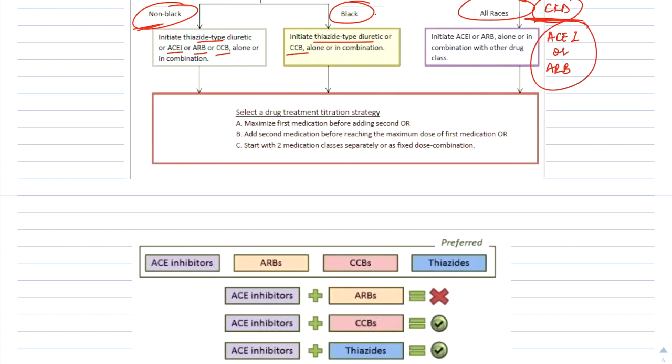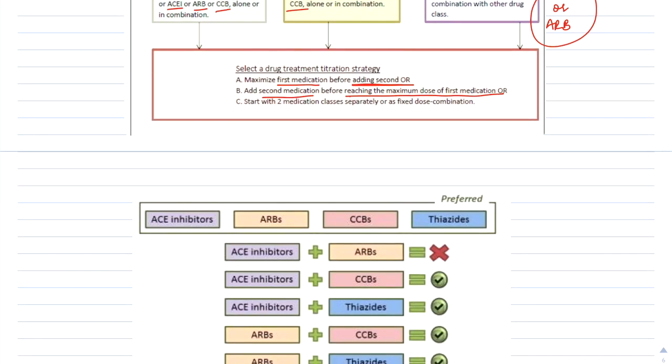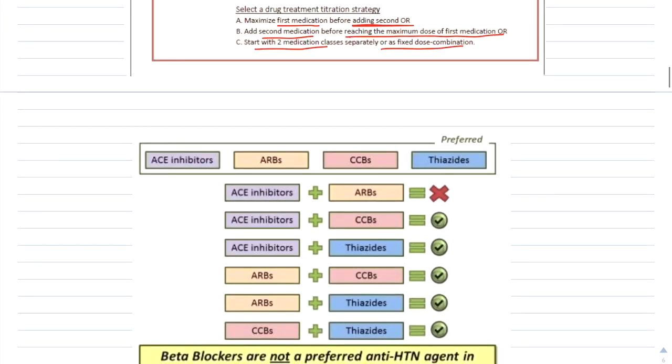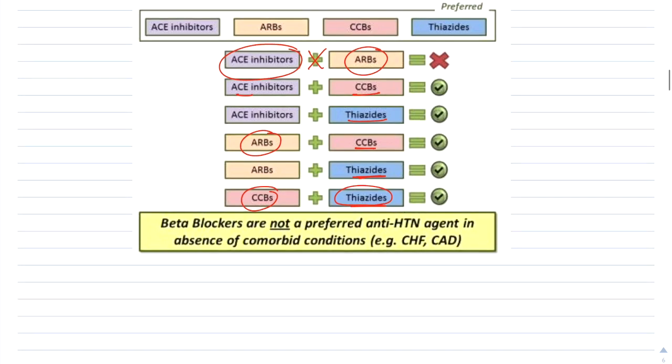Also remember to maximize the first medication before adding the second antihypertensive drug. Or add the second medication before reaching the maximum dose of the first medication, and start with two medication classes separately or as fixed dose combinations. For the combinations, we have to remember that we cannot use ACE inhibitors and ARBs together. While ACE inhibitors can be combined with calcium channel blockers or thiazides, the angiotensin receptor blockers can also be combined with calcium channel blockers or thiazide. Even calcium channel blockers can be combined with thiazide diuretics.